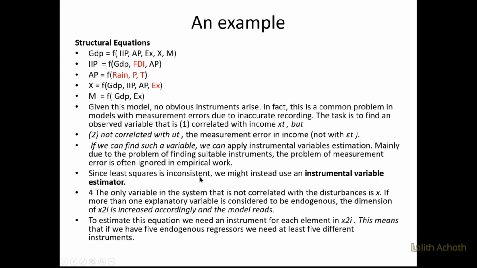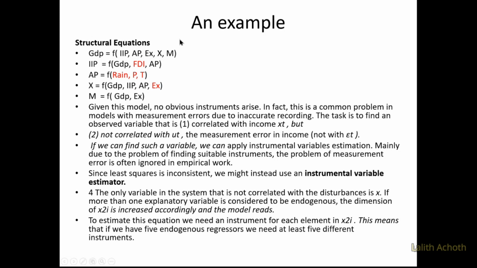Since least squares is inconsistent, we might instead use an instrumental estimator. Meaning, if you use an OLS estimator for this, it will not be efficient. It will be inconsistent. So he said we'll use an instrument instead of that. So instead of IIP, I'll use IIP hat. And instead of AP, I will use AAP hat.